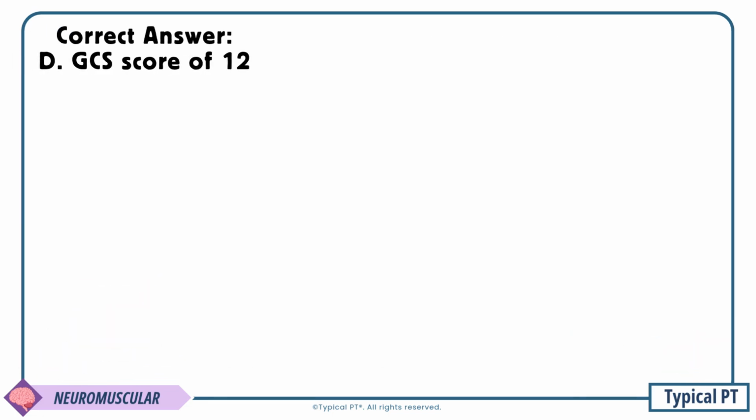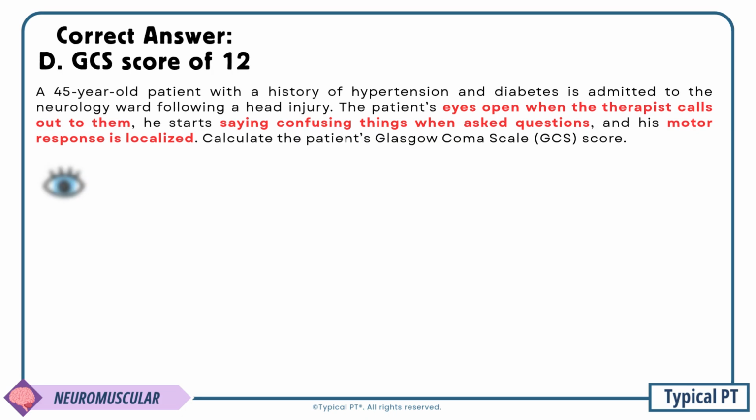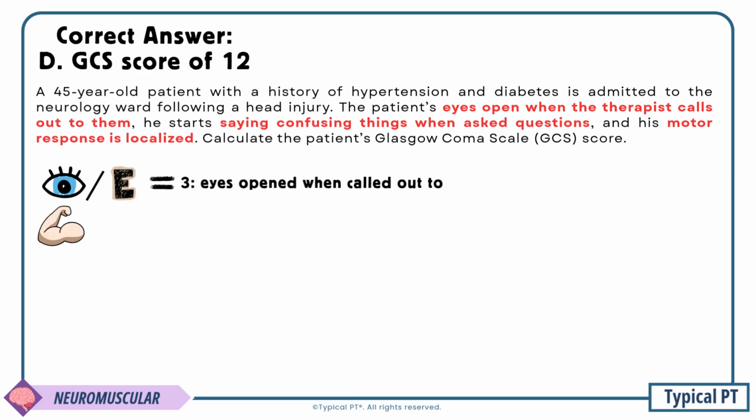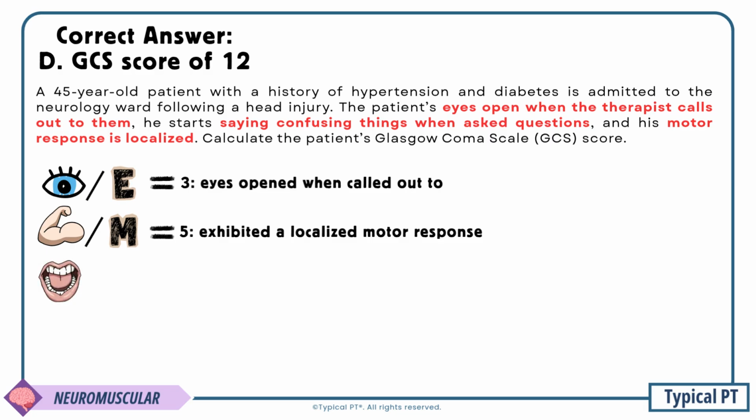Answer choice D is correct. In this scenario, eye opening, or E, equals 3 because the patient's eyes opened when called out to. Motor response, or M, equals 5 because the patient exhibited a localized motor response. Verbal response, or V, equals 4 because the patient's verbal responses were confused.